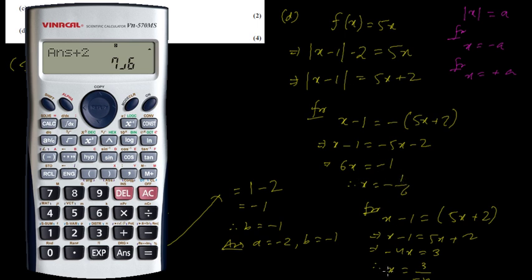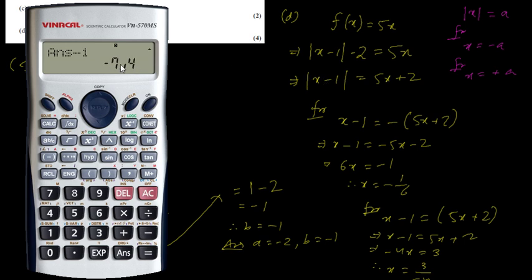Now if you check the next one, it would never work because only one of them will work. So let's check if this one holds true. x equals to minus 3 by 4. For x equals to minus 3 by 4, what happens is that if I put here minus 3 by 4 minus 1, so minus 3 by 4 minus 1, I get minus 7 by 4 inside the absolute value.